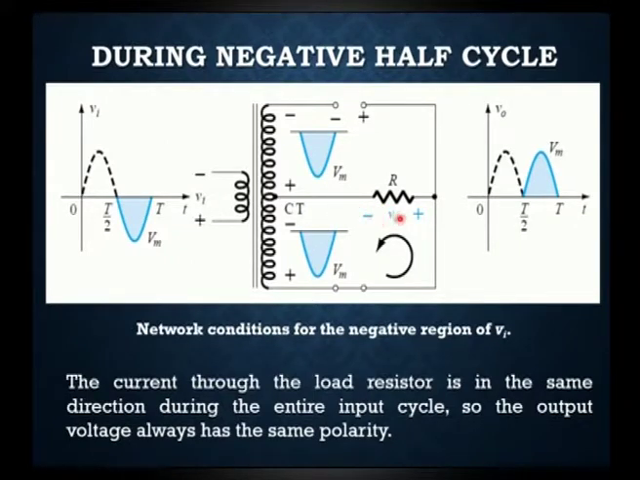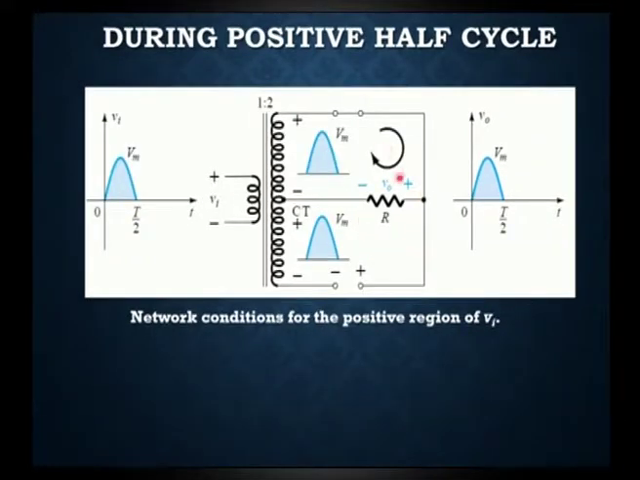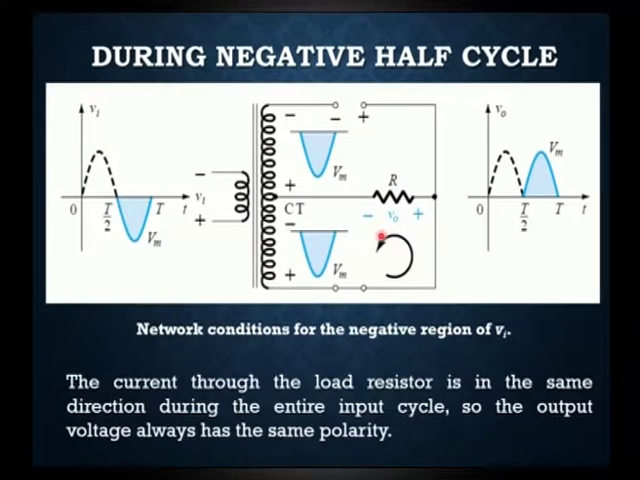We can observe here the direction of current flowing through R is like this in the negative half cycle. For the positive half cycle also, the direction of current flowing through R is the same. So, this makes us get an output of the same polarity with the help of the center tap full wave rectifier.